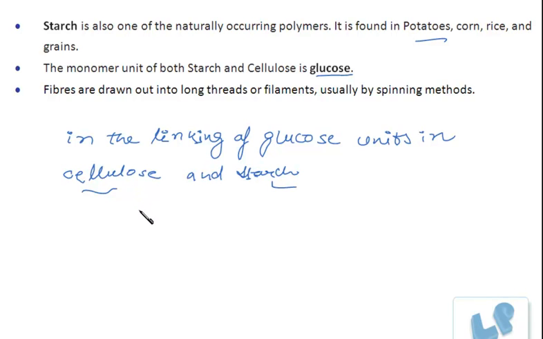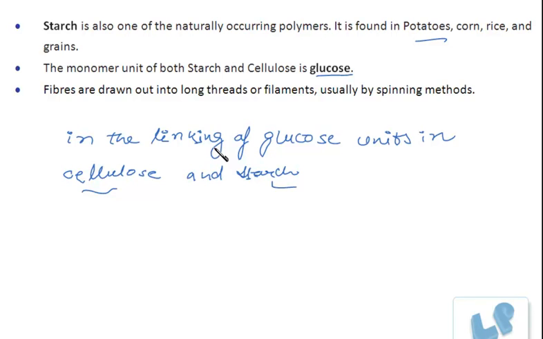So let's see what is the difference between the synthetic polymer and the natural polymer. Synthetic polymers are made in laboratories. The single units are chemicals obtained from petroleum, natural gas or coal, whereas the natural polymers are obtained from plants and animals.